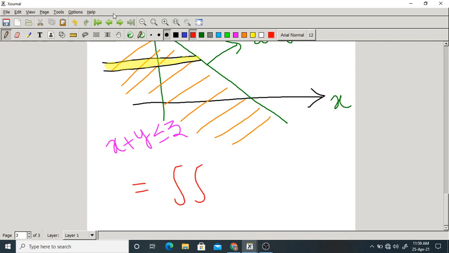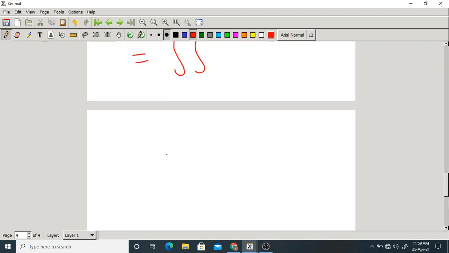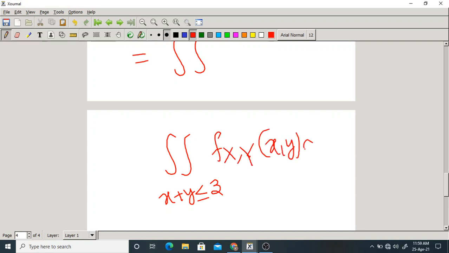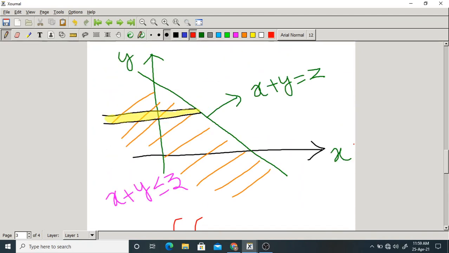Double integration. Let me take another page. So double integration of the region x plus y less than or equal to z, f of x comma y, dx dy. Now here, first of all, let us integrate over this strip along the x-axis. Let us integrate along this small strip.